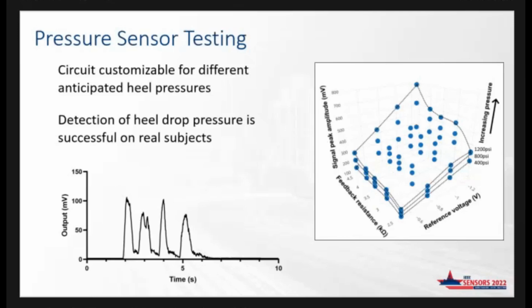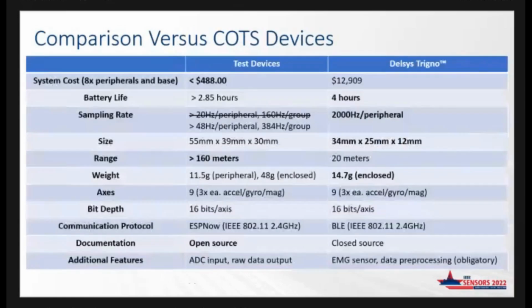So we explored different levels of biasing voltage and different levels of feedback resistance to see what the trends were with the sensor output when we use, for example, heavier subjects, lighter subjects, or if we're anticipating running, which is going to generate larger forces than walking and whatnot. And we were able to get a good ability to tune this device as needed.